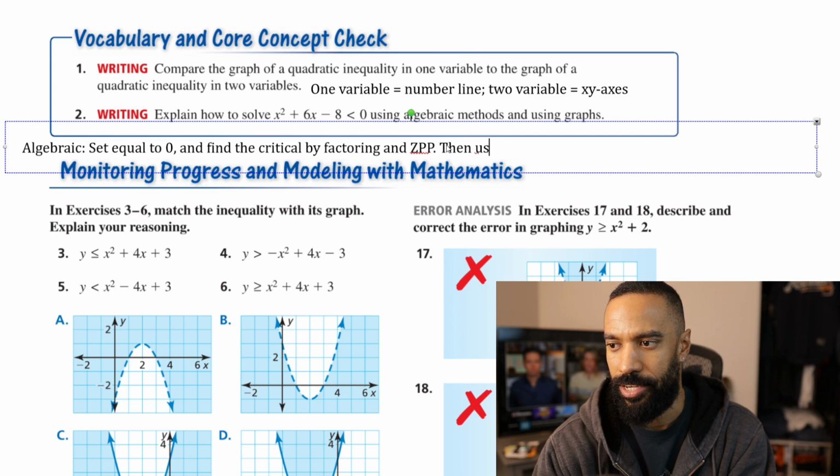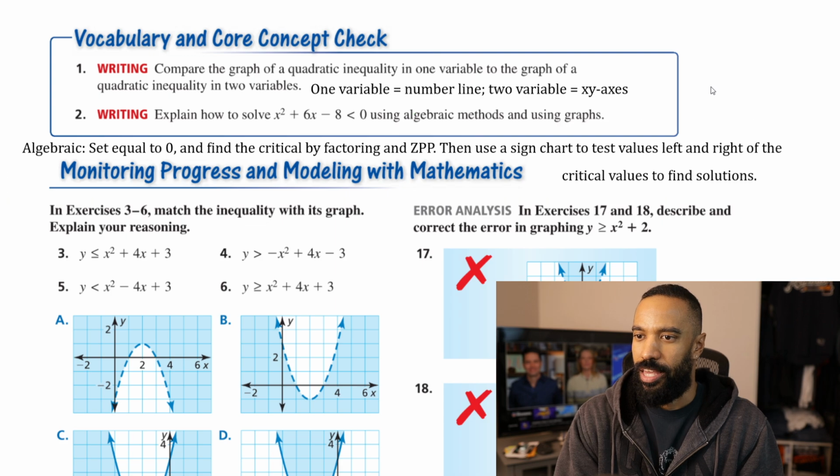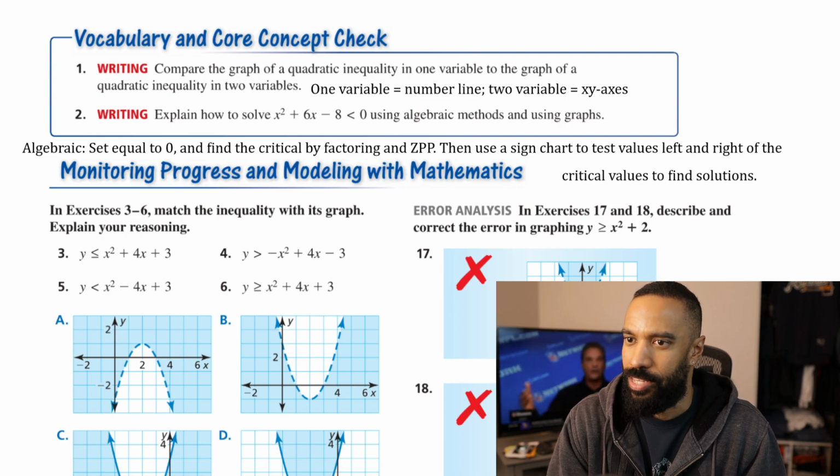Then use a sign chart to test values left and right of the critical values to find solutions. Sorry about that. That's doing it that way. That's algebraic. Let's do it via graphing.